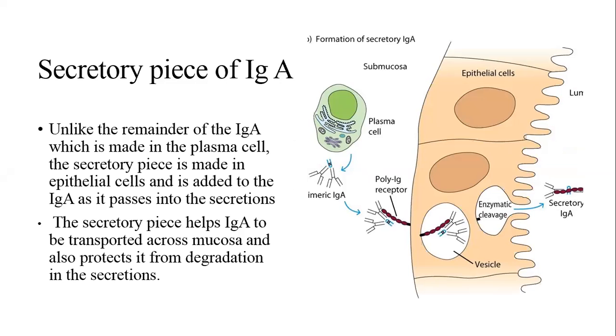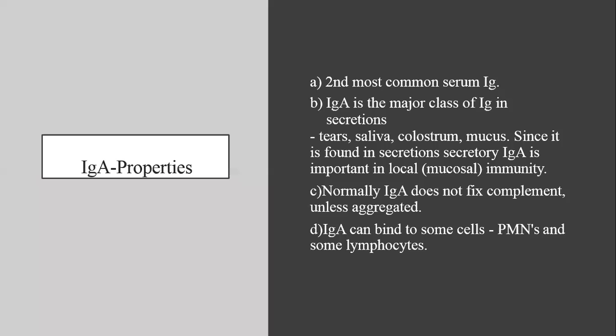The secretory piece helps IgA to be transported across mucosa and also protects it from degradation in the secretions. Secretions means tears, saliva, colostrum, mucus, those things secreted from the glands. IgA is the second most common serum immunoglobulin, and it is also found in secretions. Normally, immunoglobulin A does not fix complement unless it is aggregated, and IgA can bind some cells known as PMNs and some lymphocytes.